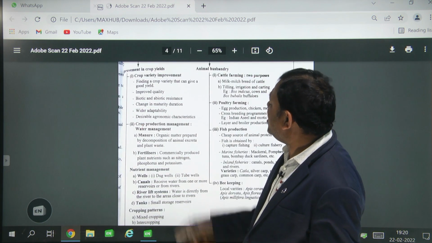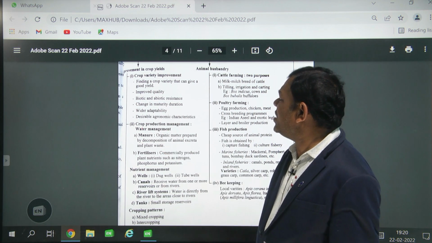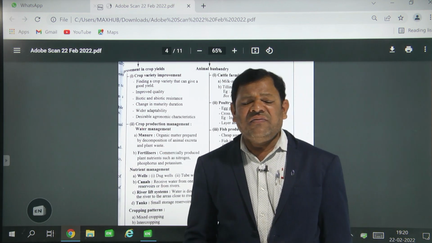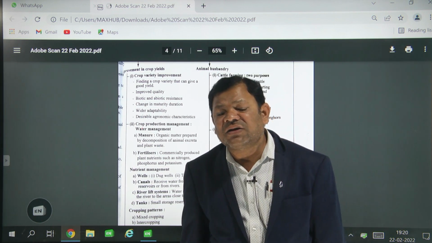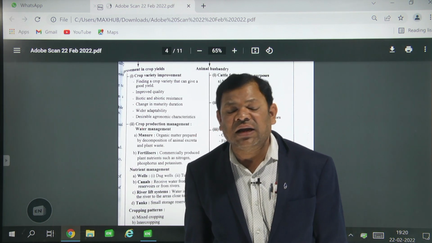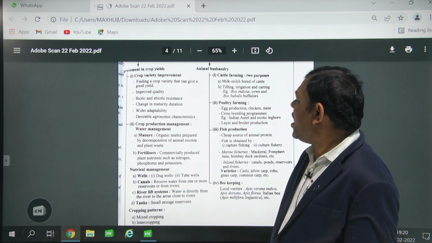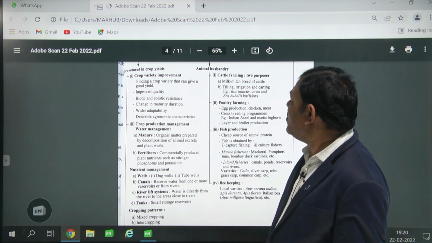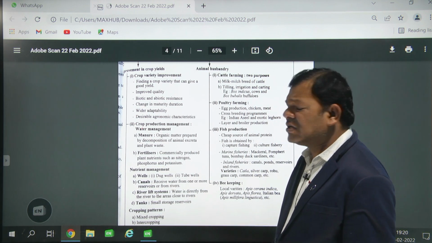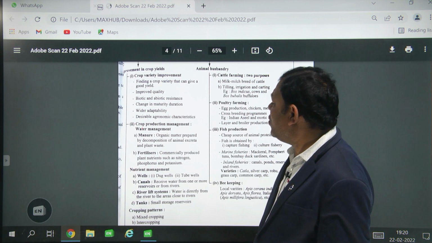And in crop production management, water management is very important. If more water is present, that gives more yield. Especially manure: organic matter prepared by the decomposition of animal excreta or plant waste, you can use more as manure.